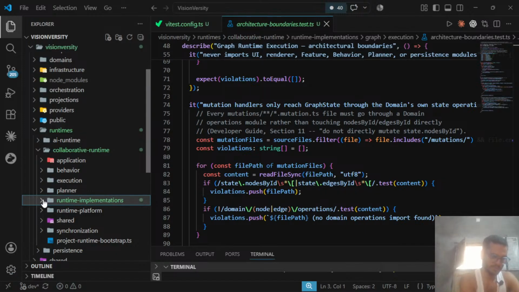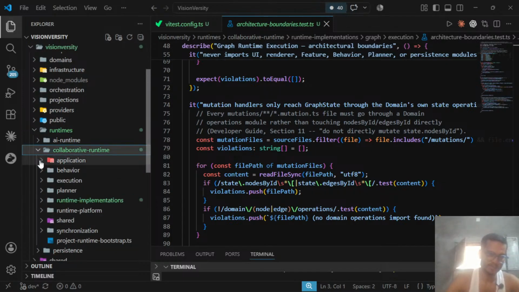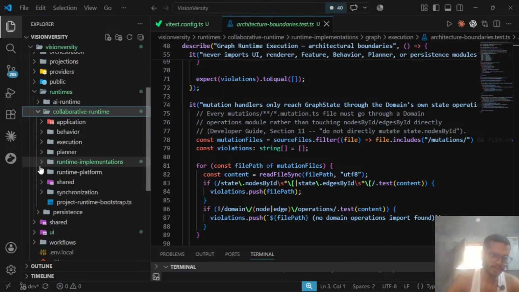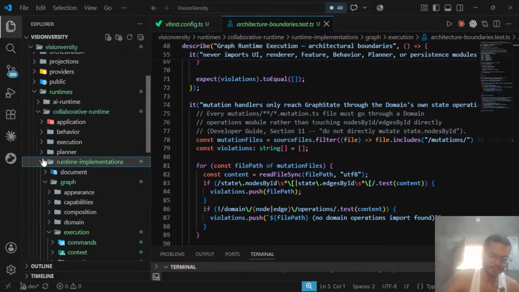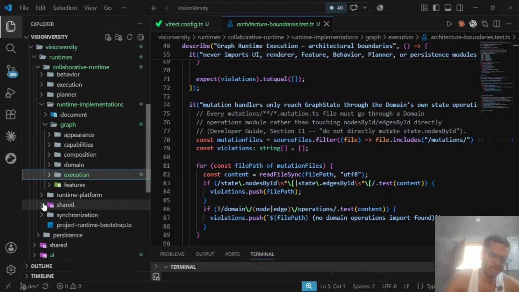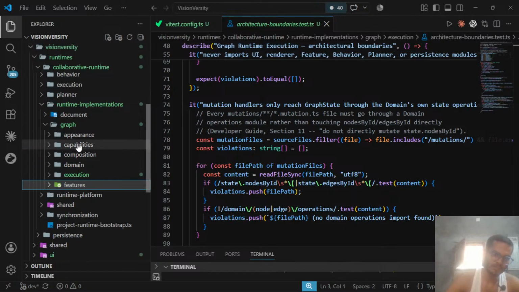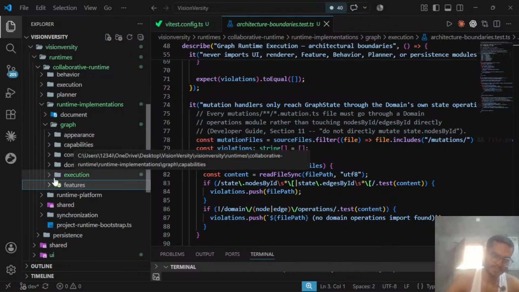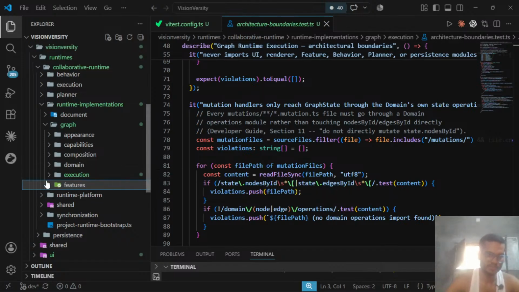Recently I have been refactoring, and I have almost finished my collaborative runtime. Now my next target is features. I have to refactor my features. I refactored my capabilities, domain, and execution. Now it's time for features.